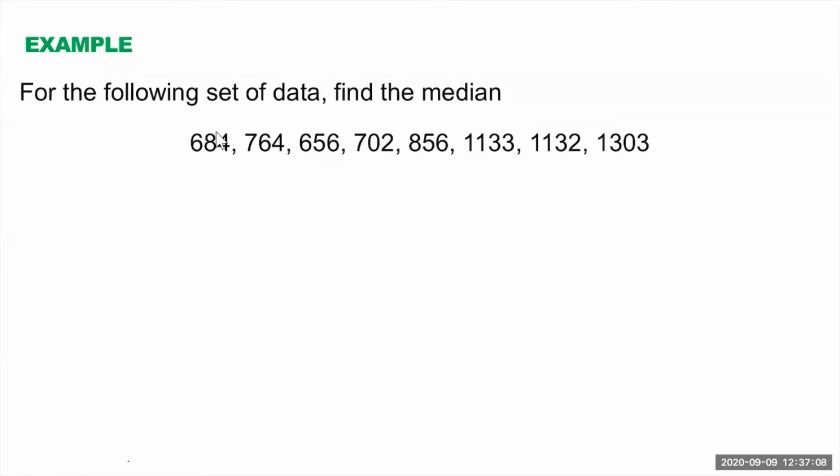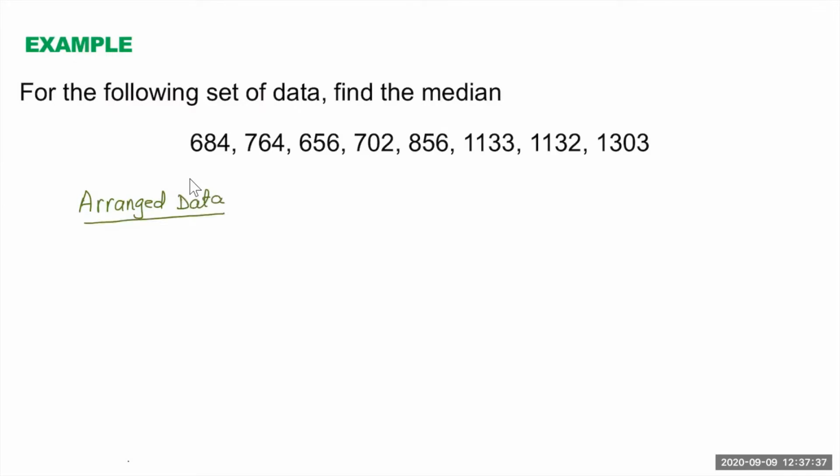Example, for the following set of data, find the median. Here we have the values given: 684, 764, 656, 702, 856, 1133, 1132, 1303. We can clearly see that this data is not arranged. So first we are going to arrange the data. So the arranged data will be, let's see what it will be.